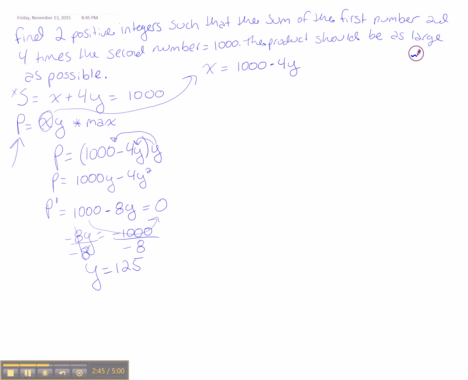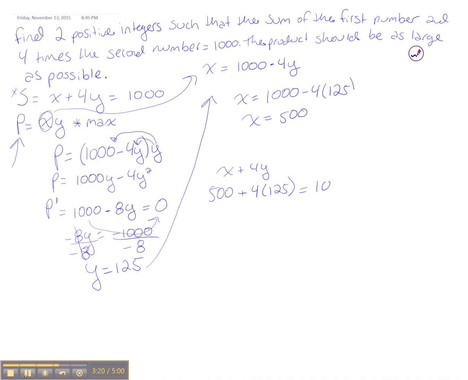So that's the value that we get for y, but we're not done yet. So that's just one of the numbers. It asked for two positive integers. So we can take this y and plug it back in up here for x equals 1,000 minus 4 times 125, and that gives you the number 500. So the two numbers are going to be 500 and 125, and you can see that that does equal 1,000.